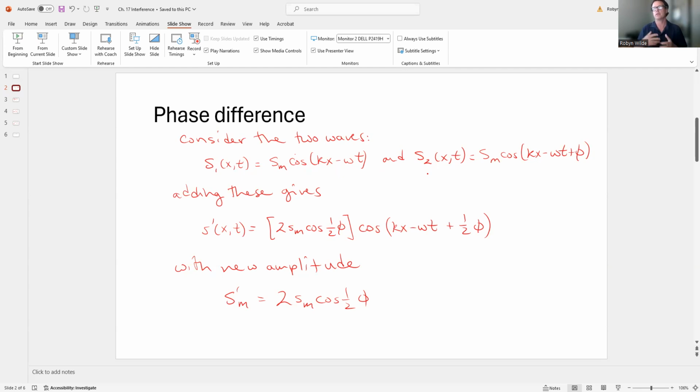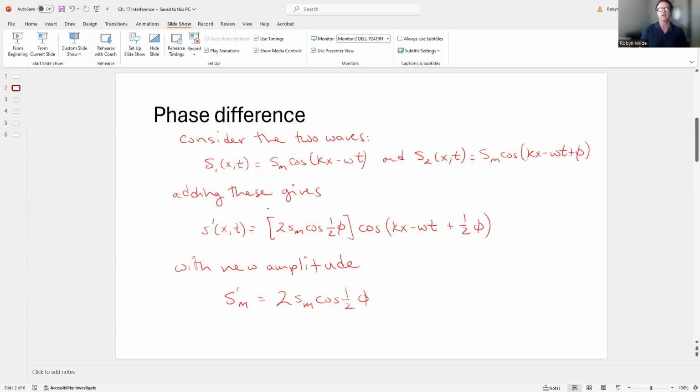Now, the phase difference could be caused by various things. It could be caused by starting the sound at a different time. As we'll see in this section, it often can happen due to what we call a path length difference, in which the waves have traveled a different distance before they overlap and add to one another. But let's look at the mathematics here. If you add these waves together, and if you remember from chapter 16, we used a trig identity to do this, but it works out exactly the same.